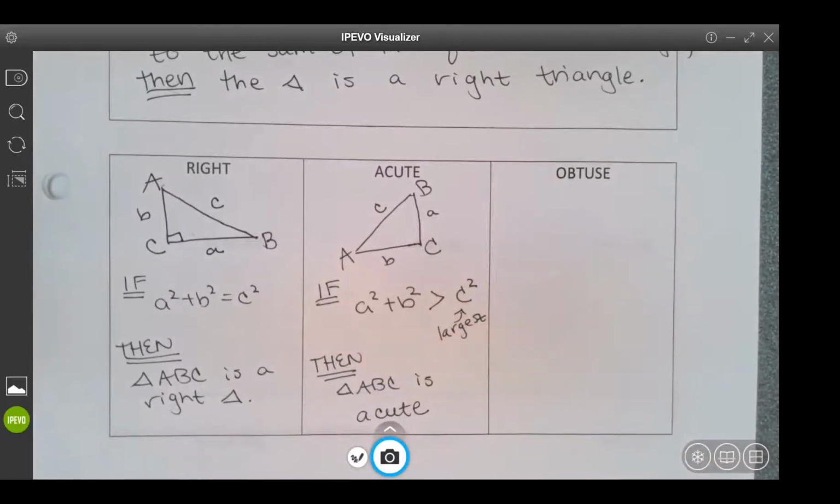Okay, so now we can look at three numbers and know if it's a right triangle, or we can look at three numbers and know it's an acute triangle.